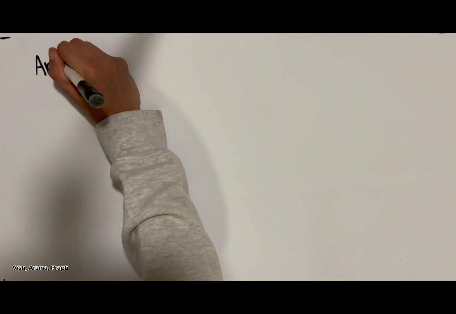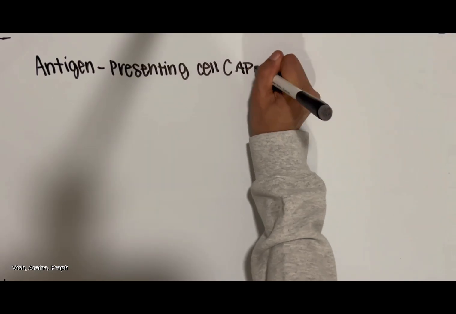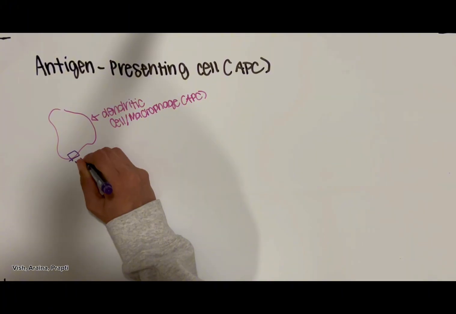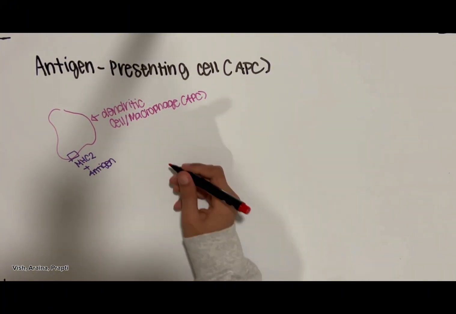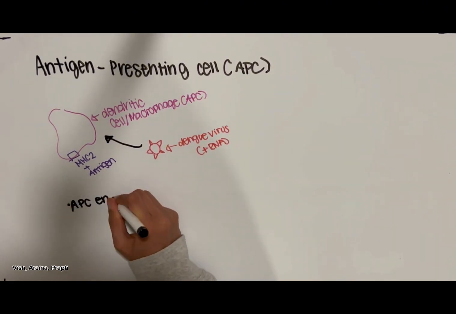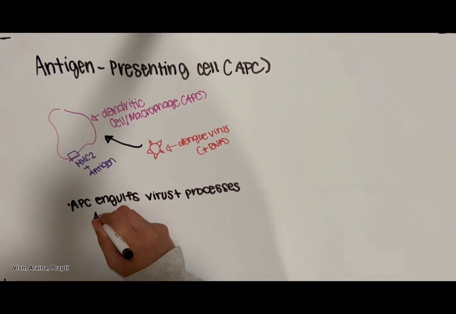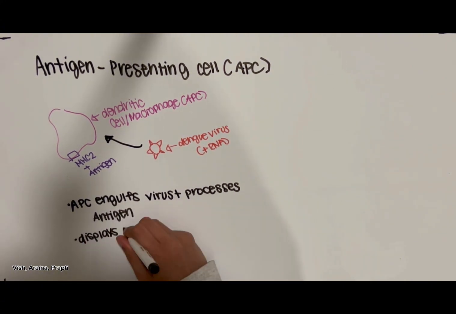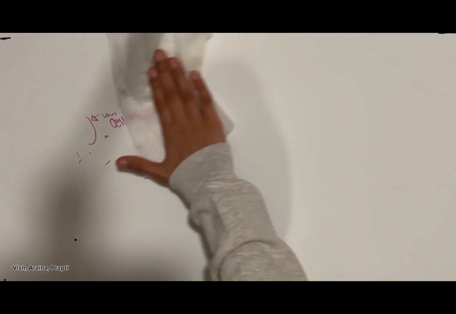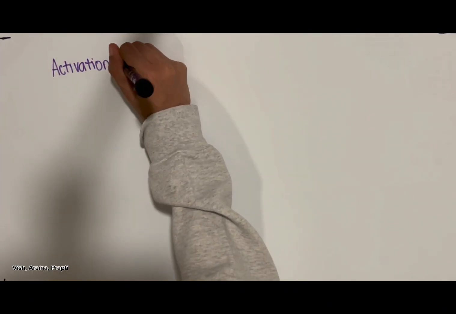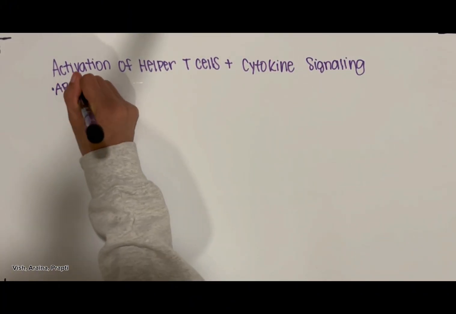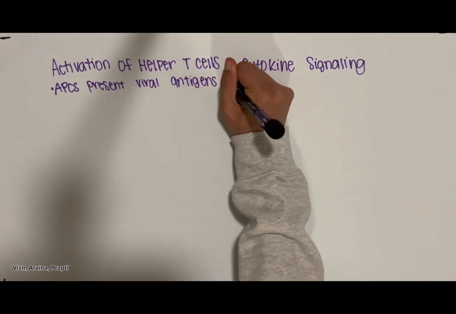Antigen-presenting cells like dendritic cells engulf the virus and break it down into smaller pieces. These pieces, called antigens, are displayed on MHC class II molecules to signal other immune cells. These antigen-presenting cells activate helper T cells in the lymph nodes. Once activated, helper T cells release cytokines that coordinate the rest of the adaptive immune response.